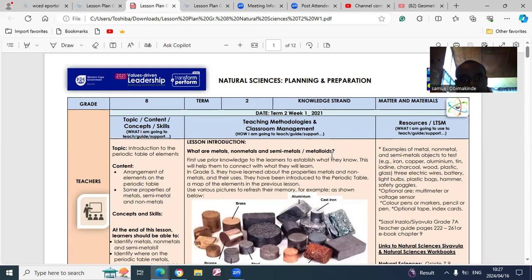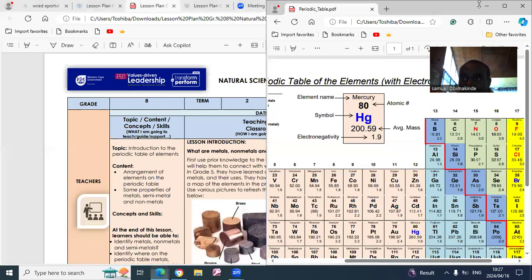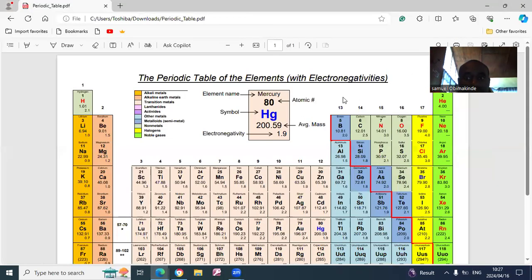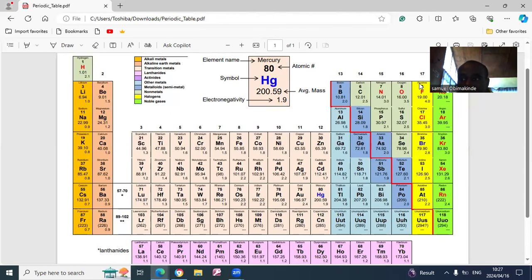Right, so in this lesson, we'll be looking at each of these groups of elements. We'll look at metals in detail, we'll look at non-metals in detail, and we'll also look at semi-metals or metalloids in detail. To understand this topic well, you need to have a good knowledge of the periodic table. So I will show you a copy of the periodic table here. So this is a copy of the periodic table.